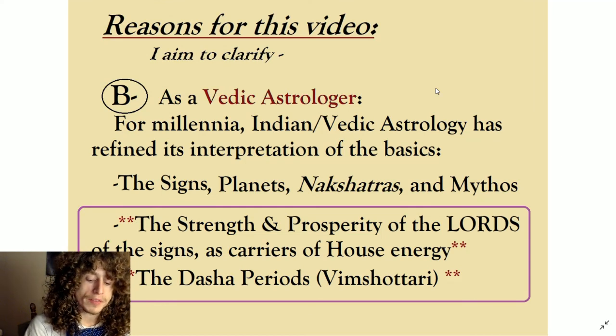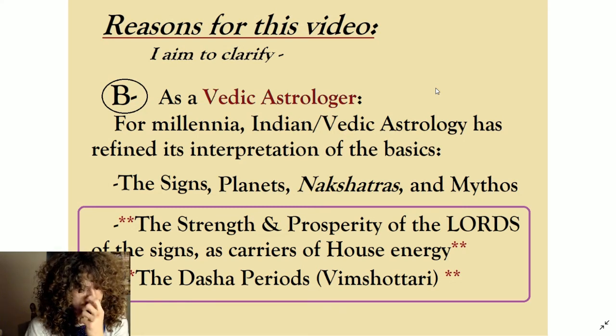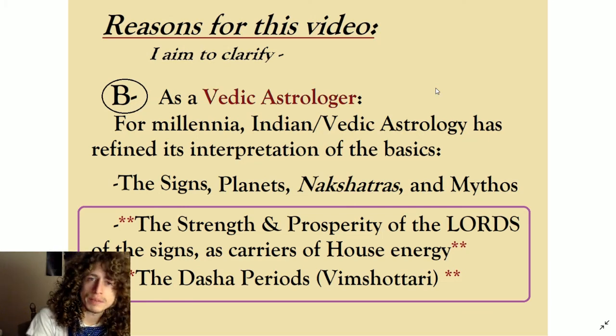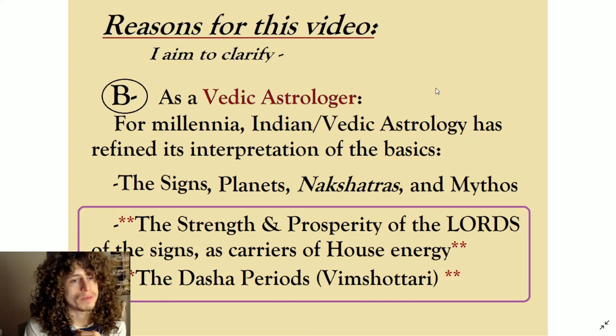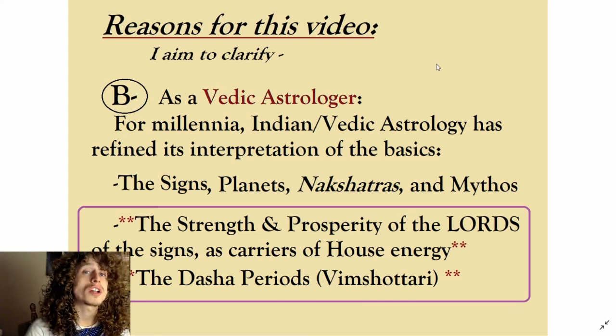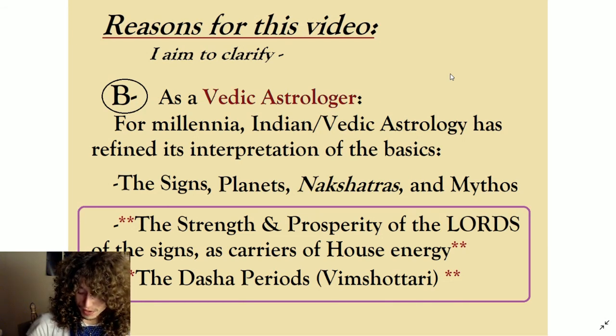For millennia, Vedic astrology has refined its interpretation of the basics. They have a different, much deeper way. There's a lot that Vedic astrology went into that the Babylonian and Greek roots of astrology never really touched on. So, this includes a deeper interpretation of the signs, the planets, something called the nakshatras, which is a whole other conversation in itself. I'll say at some point that it's like half of astrology that the West is missing out on. But we're not going to talk about the nakshatras in this Outer Planets series.